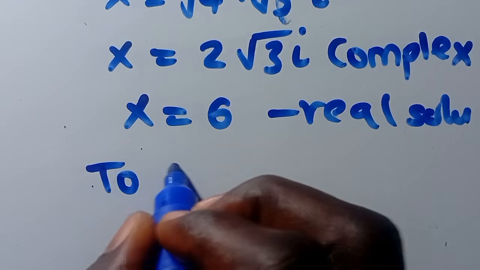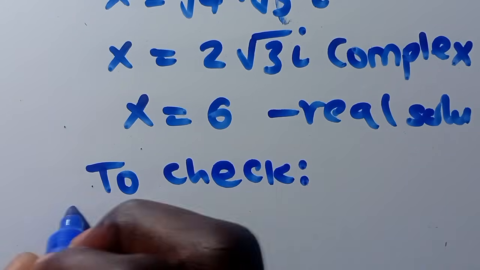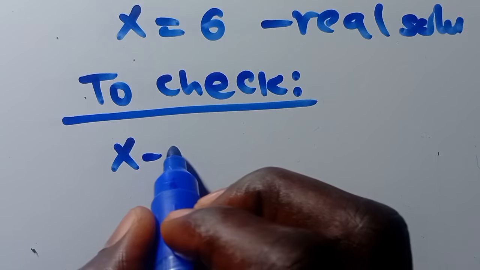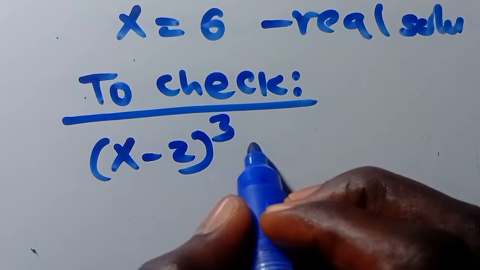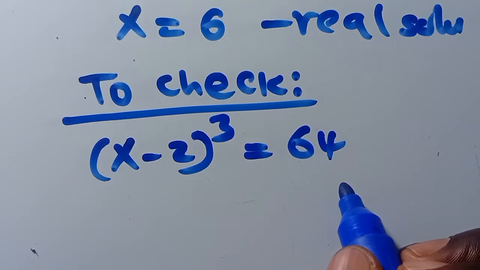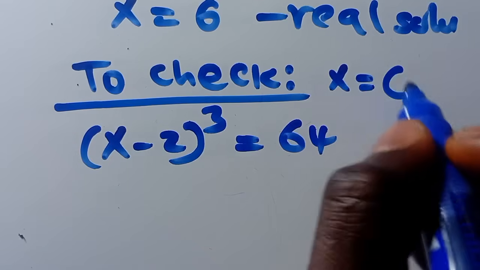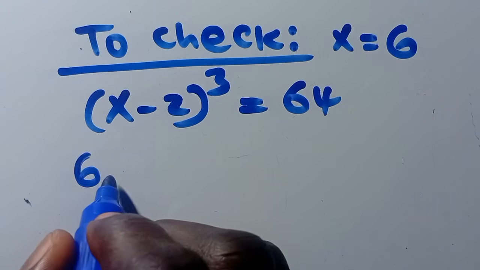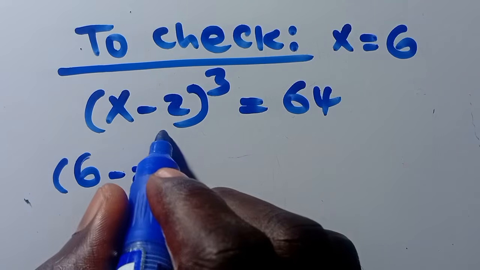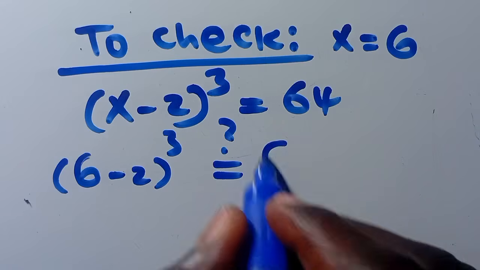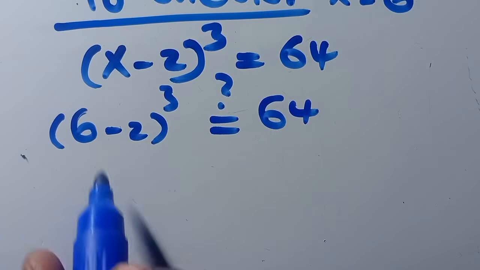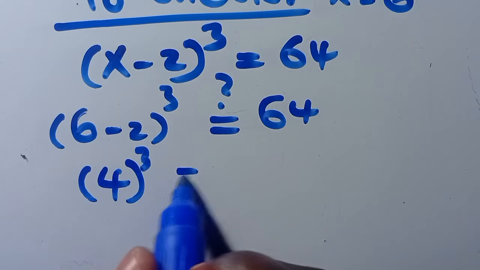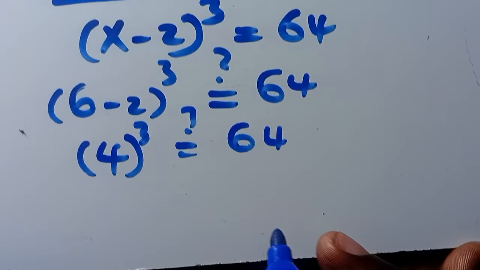So we can say to check. Remember we have (x - 2)^3 = 64. So we want to check for x = 6. So this will be (6 - 2)^3, which is going to give us 64. Now 6 - 2 is 4, to the power of 3. So it's going to give us 64.